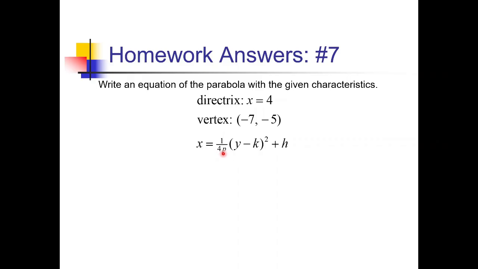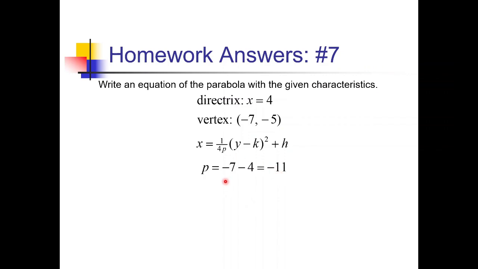I need the p-value as well. I can get that by taking the vertex and subtracting the directrix. But which values am I using from the vertex? Well, since this is x equals 4, I need to use the x value of the vertex. So I'm going to go with negative 7 minus 4 to get that p-value. And that's going to give me negative 11.